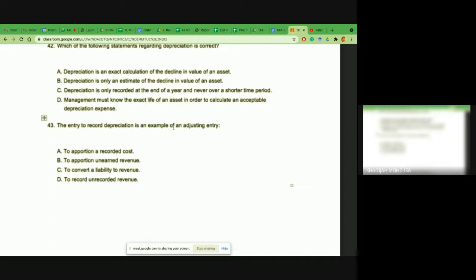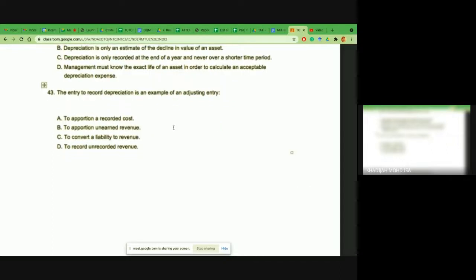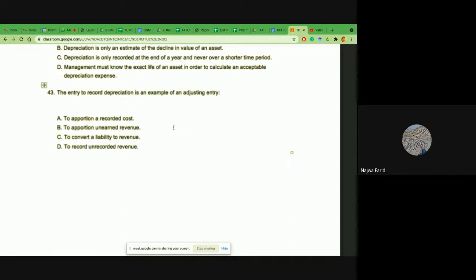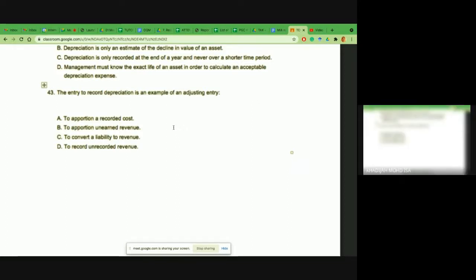The entry to record depreciation is an example of adjusting entry to a portion. What? Unearned revenue, liability, or to record unrecorded revenue? A, B, C, or D? A. It should be A because remember that we have asset, then you are going to allocate the cost of the asset over several period of years or months. Yeah, so that's why the answer should be A.